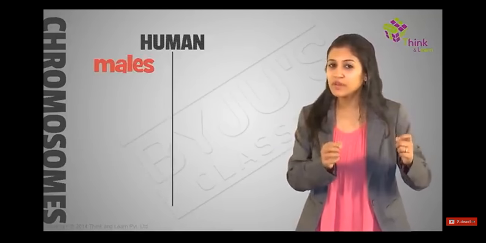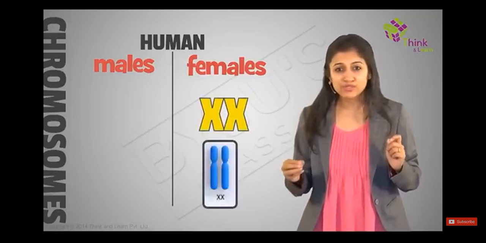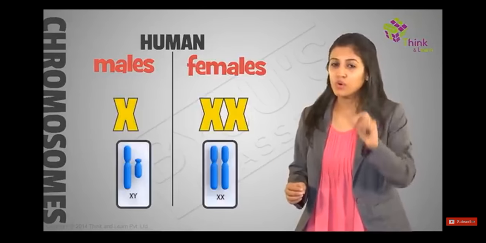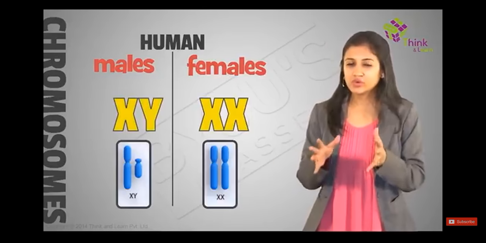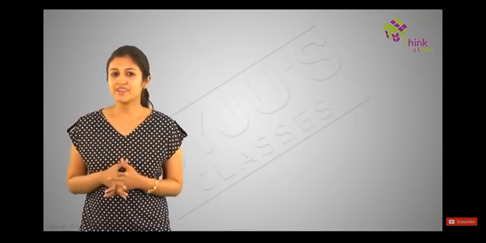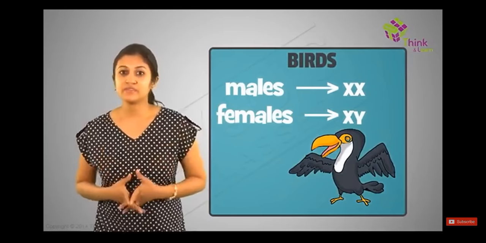So we boil down to one big basic genetic difference between human males and females. Females have 2 X chromosomes. Males have 1 X and 1 Y. The other 22 pairs of chromosomes are the same. Not to confuse you or anything, but with birds it's exactly the opposite. XX is male and XY is female.